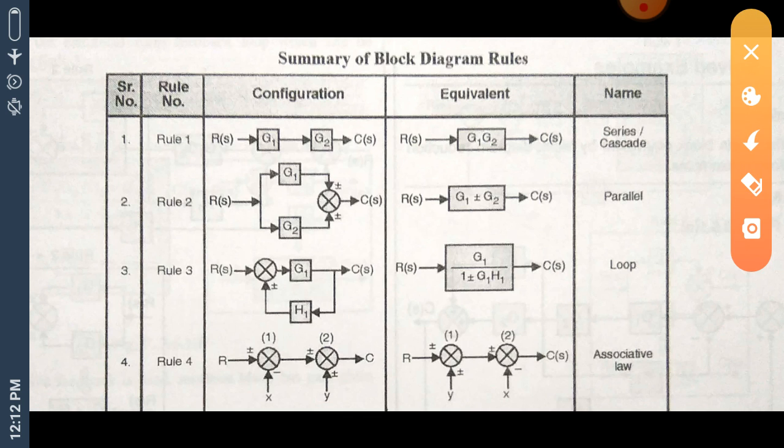Let us go for the fourth rule, that is the associative law. If two summing blocks are connected in this fashion, then their position can be exchanged, and that exchange will not make any difference to the transfer function of the control system. Hence, we can exchange these two summing points as shown here.